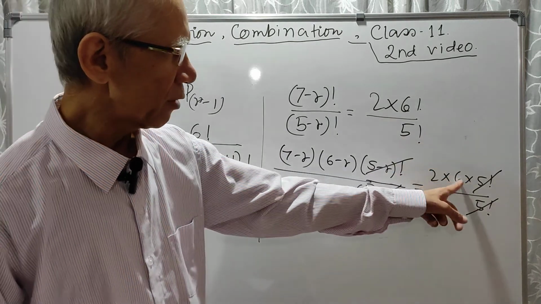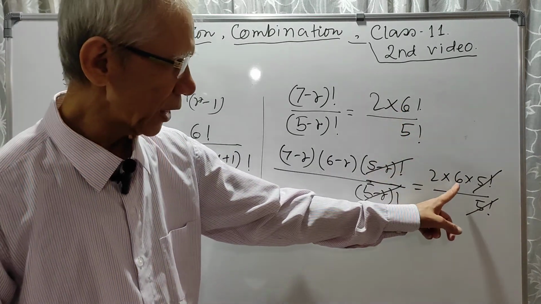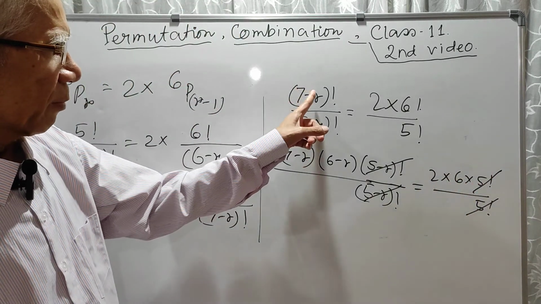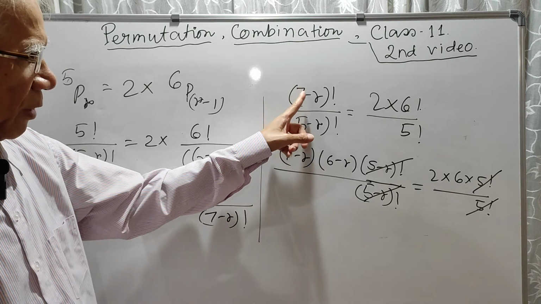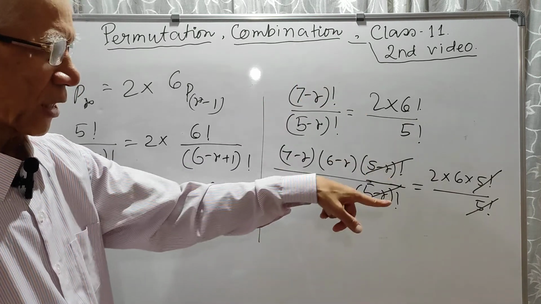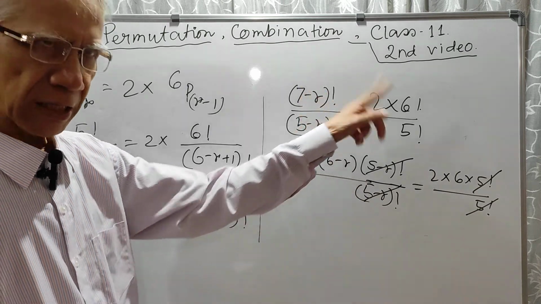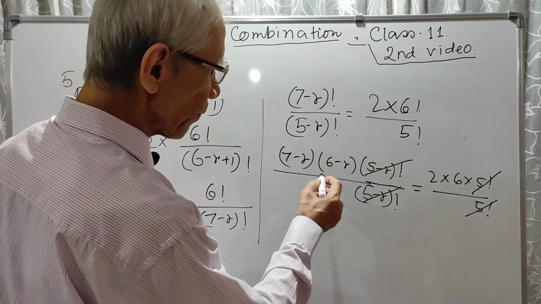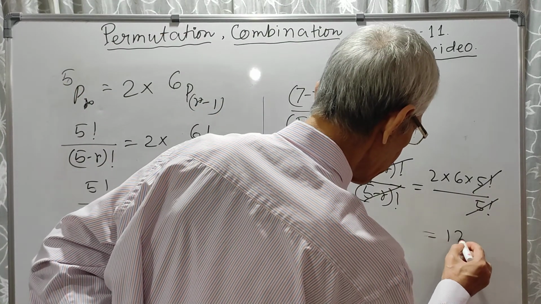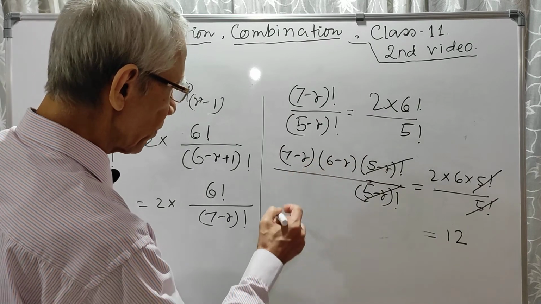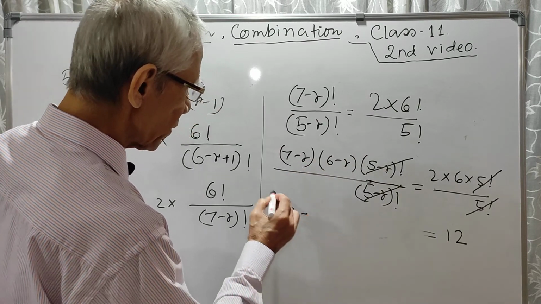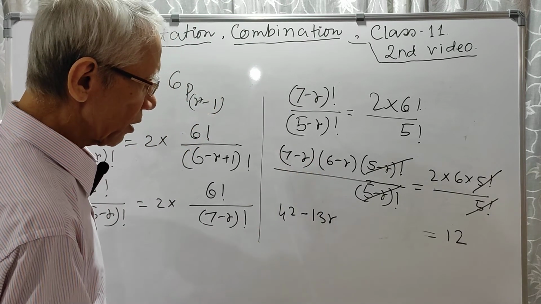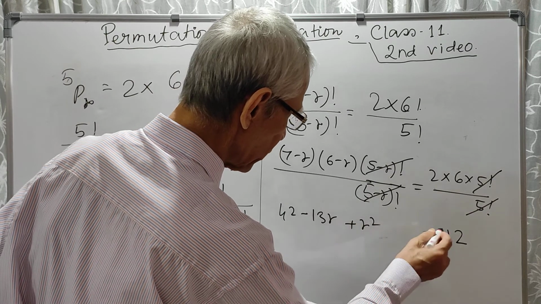So always break up the greater one, 6 and 5, which is greater? 6 is greater, so break up 6. 6 factorial, how to break up? 6 into 5 factorial. Then here 7 minus r is greater than this, so break up 7 minus r, then 7 minus r minus 1, that is 6 minus r, and 6 minus r minus 1, that is 5 minus r factorial. So these two cancel. So finally what remains this side? This side remains what? 12. And this side remains, these two you break up, 42 minus 13r plus r square equal to 12.